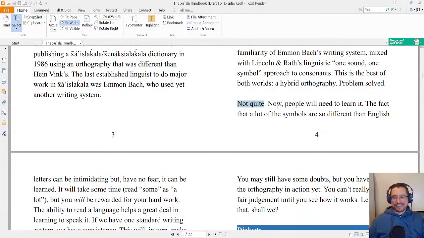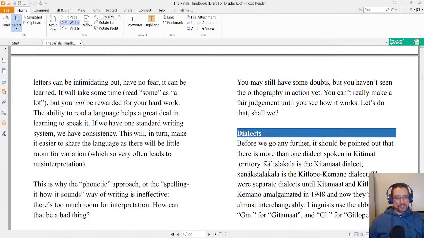Not quite. Now, people will need to learn it. The fact that a lot of the symbols are so different than English letters can be intimidating, but have no fear, it can be learned. So again, one of my main goals is to take away the intimidation of learning the xa'isla language. And that's a big part of it.